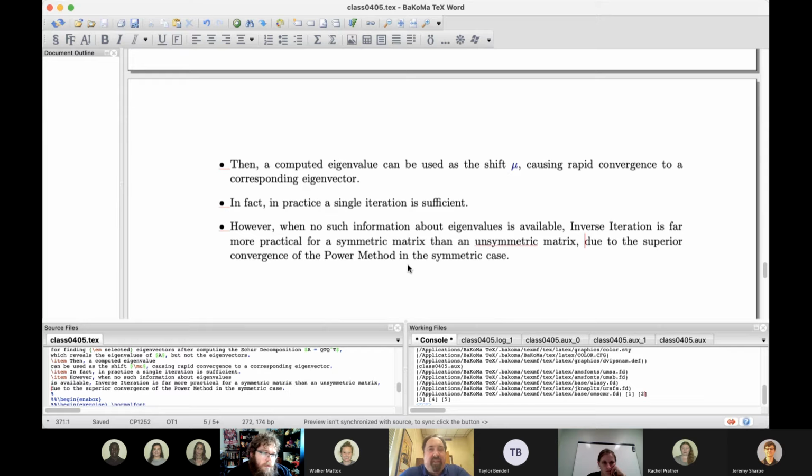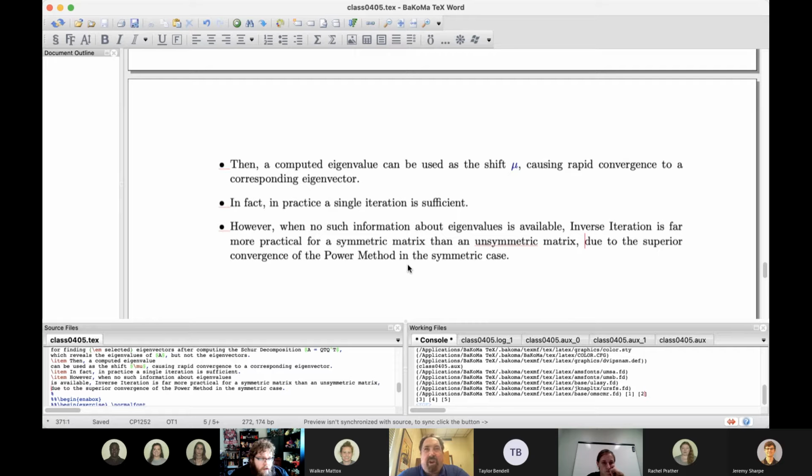A good rule of thumb is that if you only want selected eigenvectors, like let's say you want maybe 25% of the eigenvectors or less, then it's a good idea to use inverse iteration. After you go through the QR algorithm and you get the eigenvalues, you get the Schur decomposition, then inverse iteration is good for computing whatever selected eigenvectors you need.